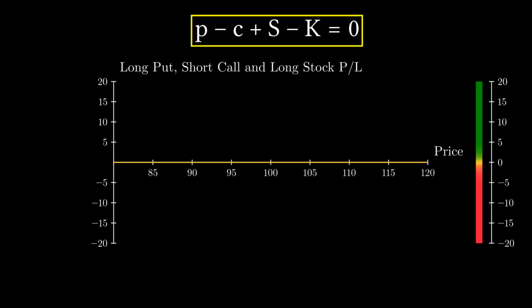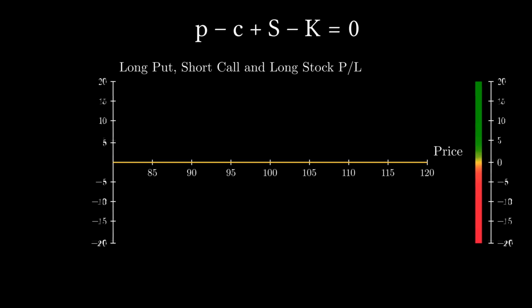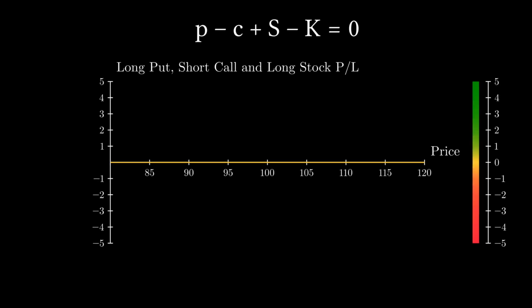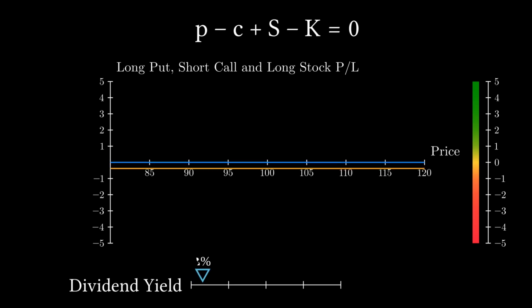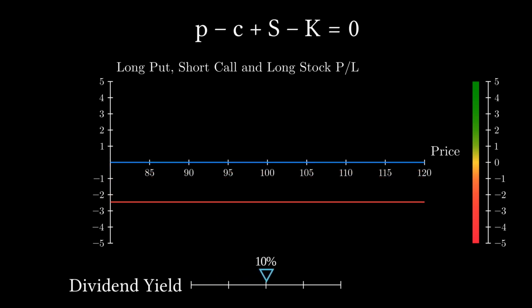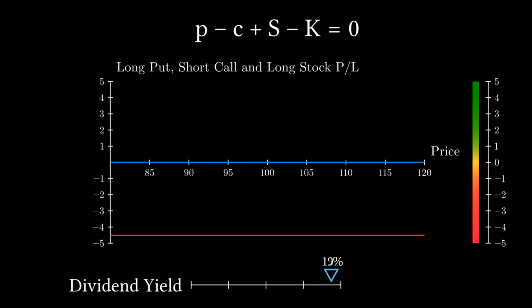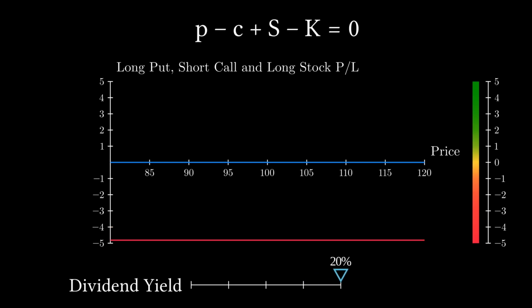That gives us this equation. And a plot of the combination of a long put, short call, and long underlying, financed 100% with a loan, seems to support that notion. But to illustrate what is missing here, let's zoom in a little closer and increase the dividend yield to see what happens. While a dividend yield of 20% is quite high, this does illustrate the point. Dividends matter, and so we need some way to account for them.